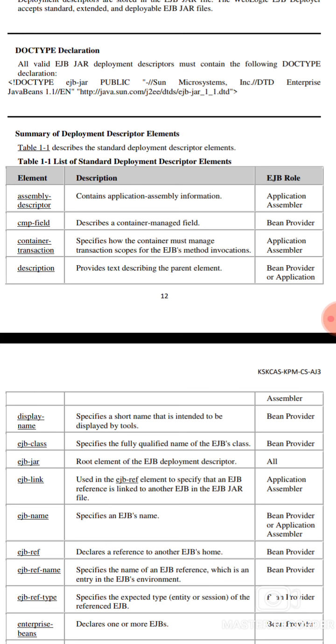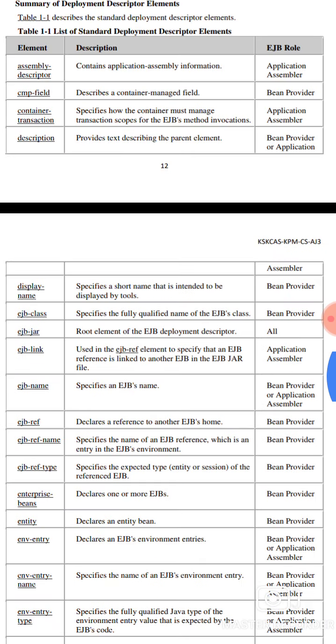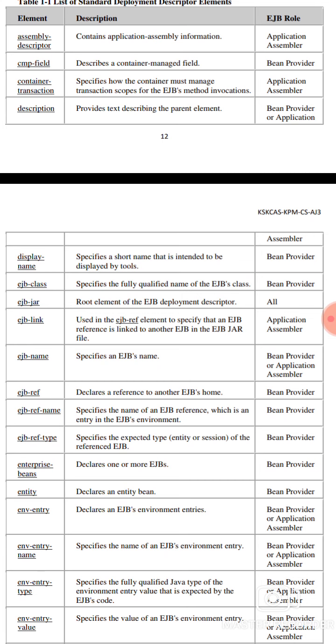Doc type declaration. Summary of the deployment descriptor elements: the assembly descriptor contains assembly application information. EJB role as application assembler. CMP field describes the container-managed field. Bean provider EJB role. Container transactions specify the transaction scope of EJB method invocations.